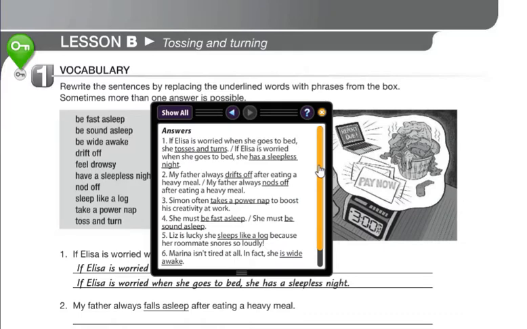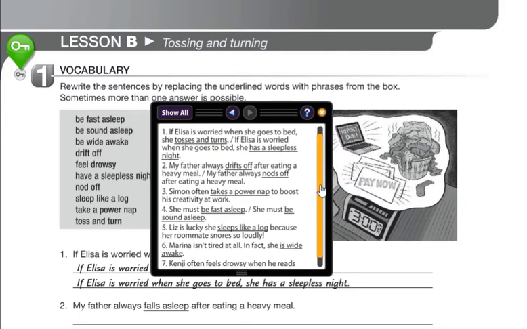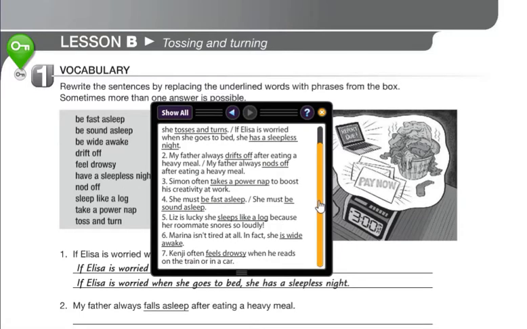So these are the possible answers. If Elisa worries when she goes to bed, she tosses and turns, or she has a sleepless night. My father always drifts off after eating a heavy meal. My father always nods off after eating a heavy meal. So it's nods off or drifts off. It's like falling asleep. Simon often takes a power nap to boost his creativity at work. Number 4, she must be fast asleep. She must be sound asleep. Sleeping very fast, falling asleep.